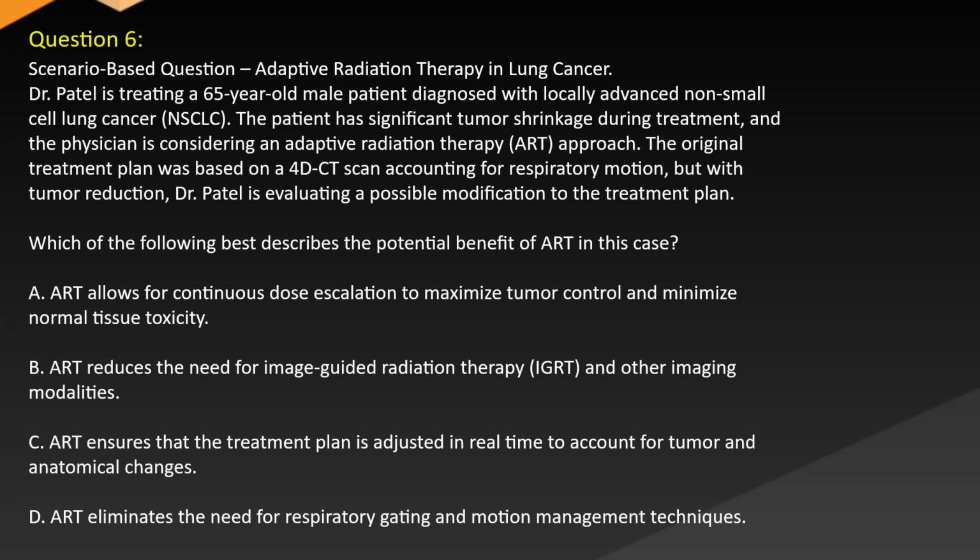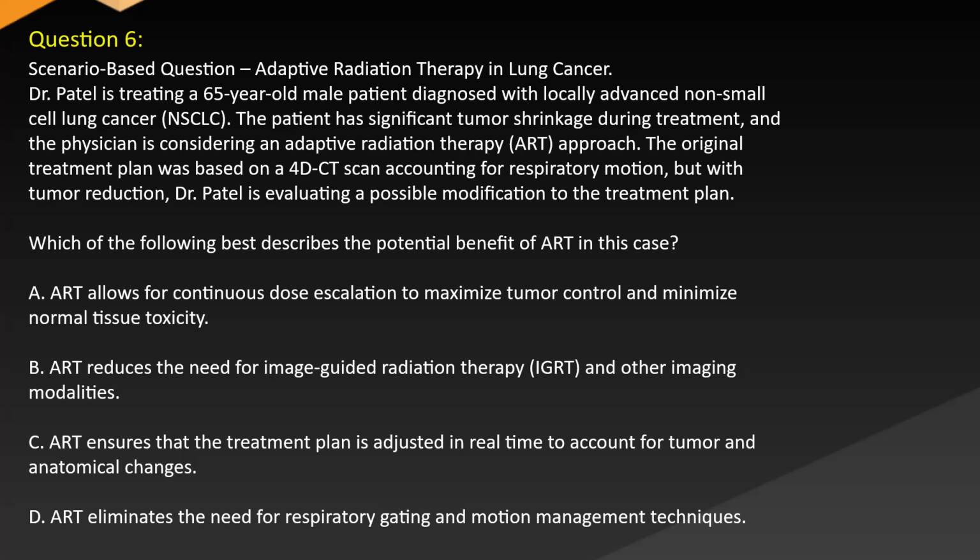Question 6. Scenario-based question. Adaptive radiation therapy in lung cancer. Dr. Patel is treating a 65-year-old male patient diagnosed with locally advanced non-small cell lung cancer (NSCLC). The patient has significant tumor shrinkage during treatment, and the physician is considering an adaptive radiation therapy approach. The original treatment plan was based on a 4D scan accounting for respiratory motion, but the tumor has reduced. Dr. Patel is evaluating possible modification to the treatment plan. Which of the following best describes the potential benefit of ART in this case?